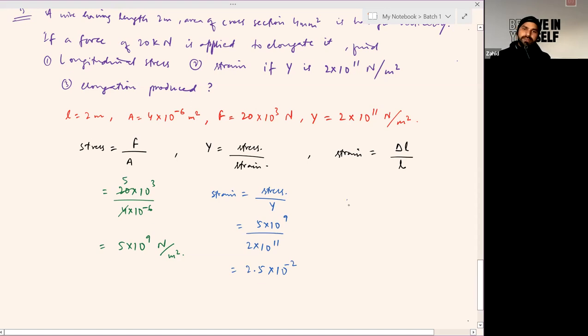Using the third equation, delta L equals L times strain. L is 2 meters, strain is 2.5 into 10 to the power minus 2. So it will be 5 into 10 to the power minus 2 in meters, or in centimeters, it will be just 5 centimeters.